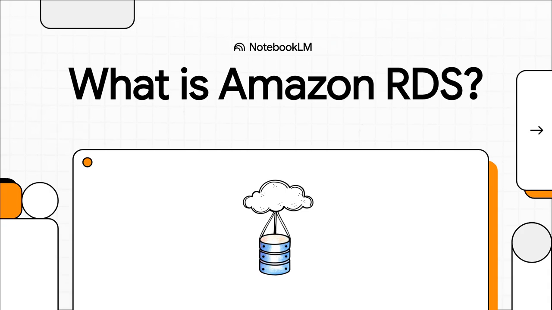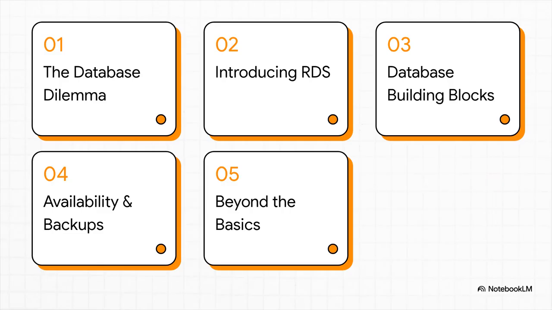All right, today we're going to pull back the curtain on Amazon Relational Database Service, or RDS as pretty much everyone calls it. It's one of those core AWS services that, honestly, solves one of the biggest, most persistent headaches for anyone building applications, actually managing the database that makes it all run. So here's how we're going to break it down.